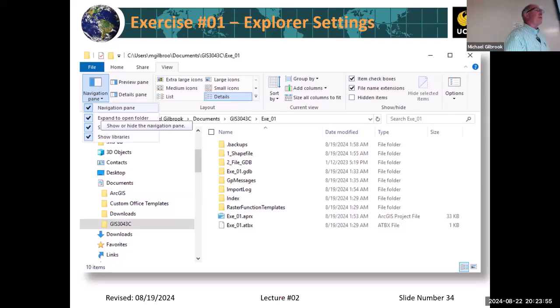Every computer you sit down at, if you go to the Tech Commons or you go to the lab downstairs, the first thing you're going to want to do is this stuff. Why? If you don't do these settings in Windows Explorer, it just makes Windows Explorer a lot harder to use with GIS data.